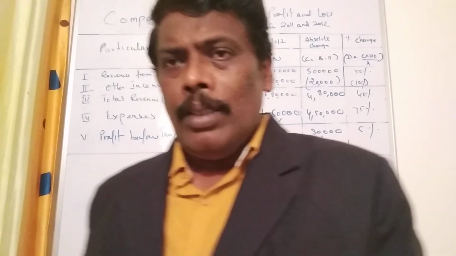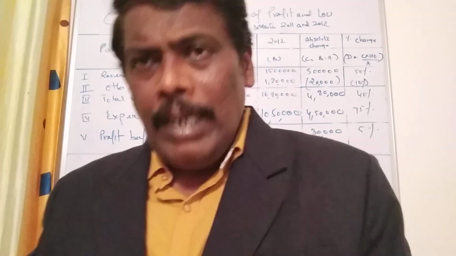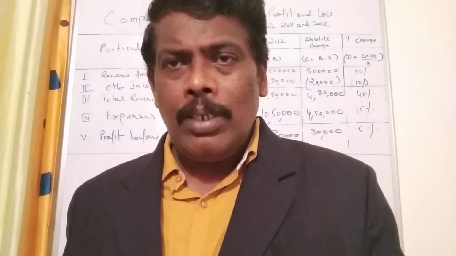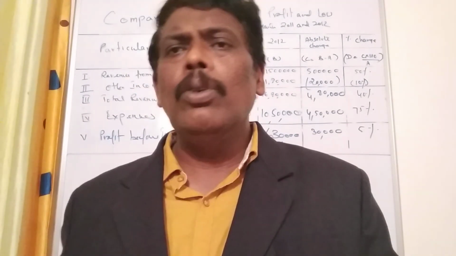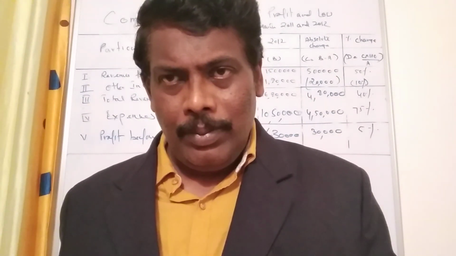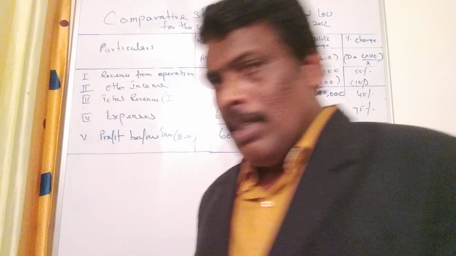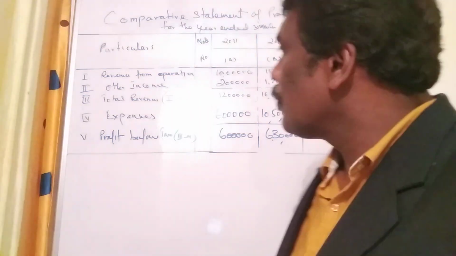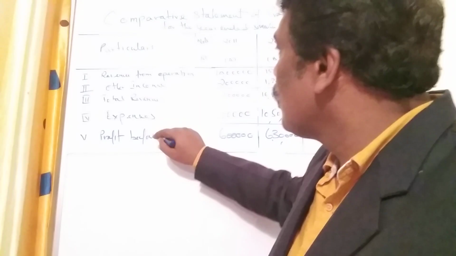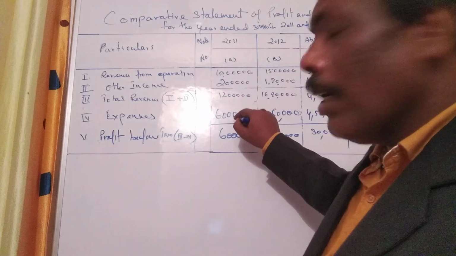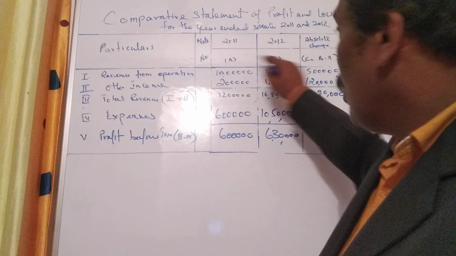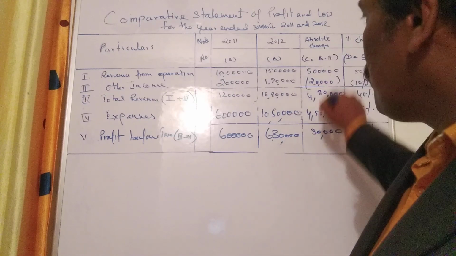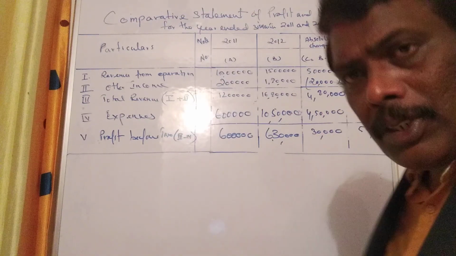So it has to be framed in a format, and the format is similar to the comparative balance sheet. Come to the specimen format. It has particular columns: note number, previous year information, current year information, absolute change and percentage change.